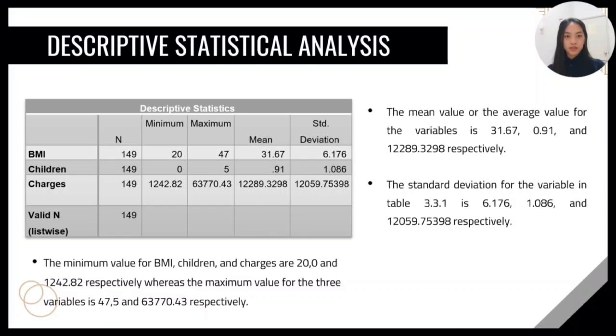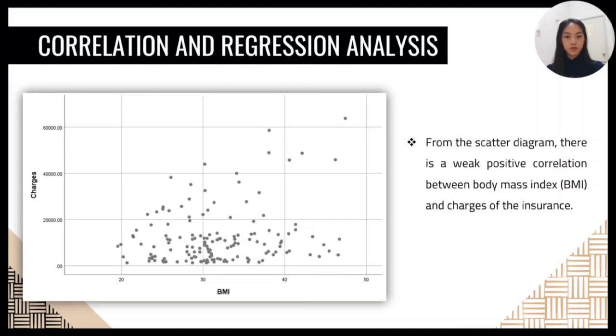The standard deviation for the variables is 6.176, 1.086, and 12,059.75398 respectively. Furthermore, the figure shows the scatter plot of charges and BMI. Whether there is a positive or negative correlation, we can infer the pattern of the statistical data's distribution from the scatter plot. As a result of the observation, we can conclude that there is a weak positive correlation between BMI and insurance charges from the scatter diagram here.